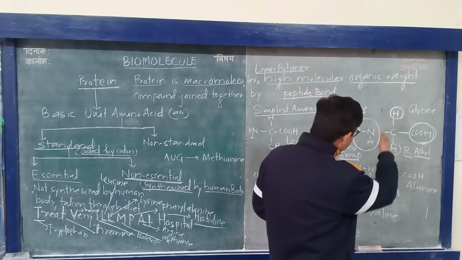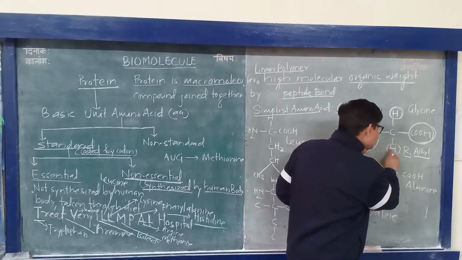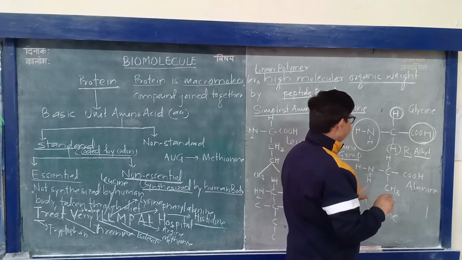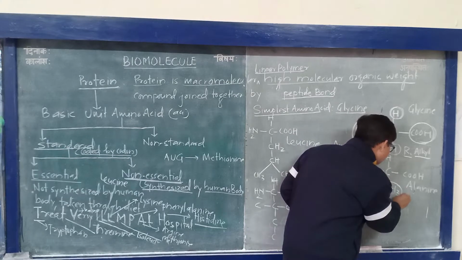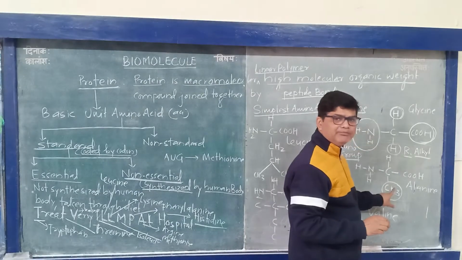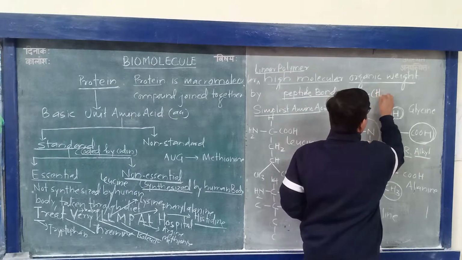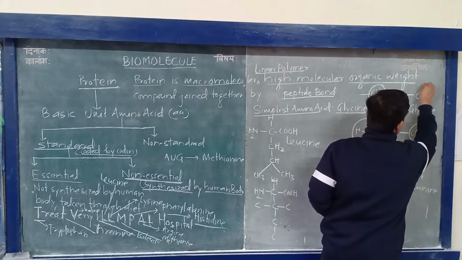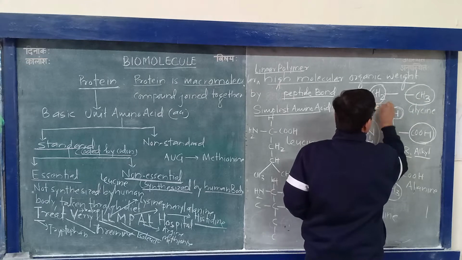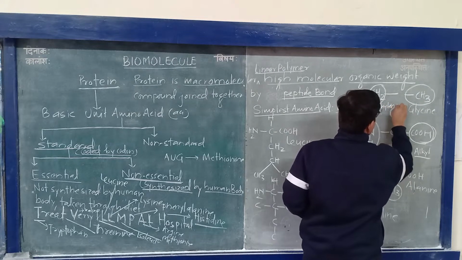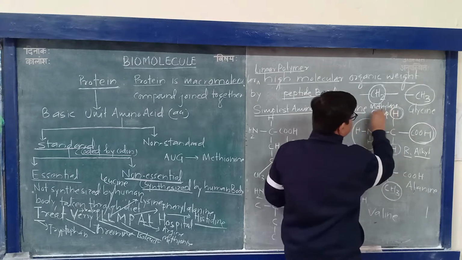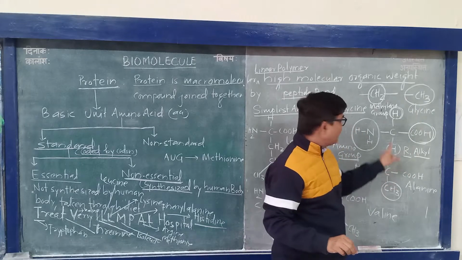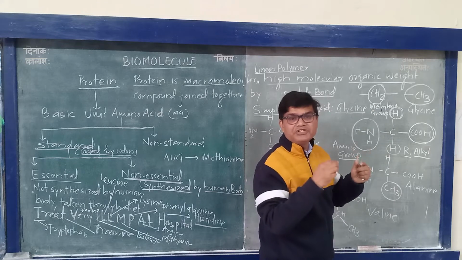Simple. You can observe, if you remove this hydrogen from the glycine, then if you add one methyl group, you know methyl and methylene. This one is methylene groups, and this is methyl groups. This is methylene groups and this is methyl group. So methyl group must be present on the terminal end and methylene group present between the chain.